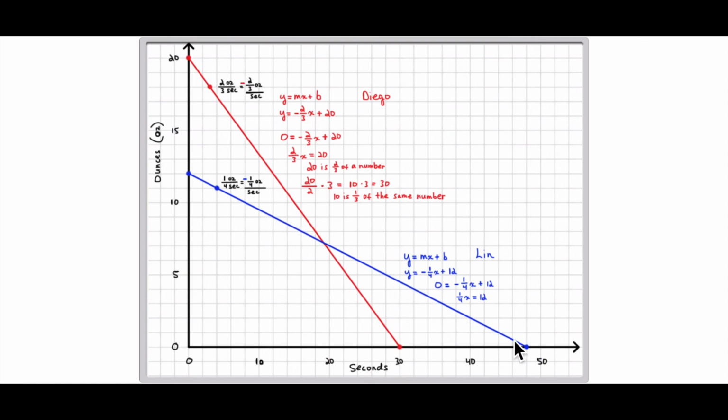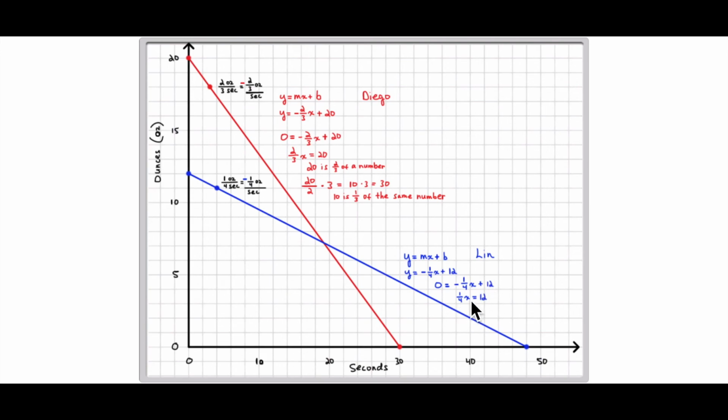But it's also useful, once again, to figure out how long it takes her to drink her 12 ounces. So that's when the volume is 0. So set this volume to 0. So the 12 ounces is gone. How long did that take? It took a negative 1/4 times the amount of time plus 12, her 12 ounces that she started with.